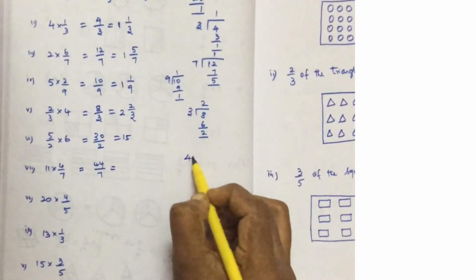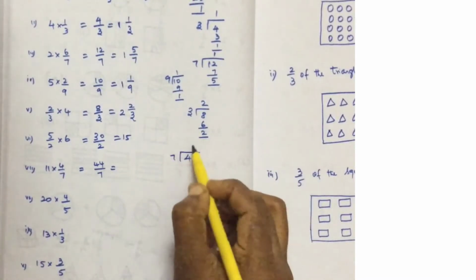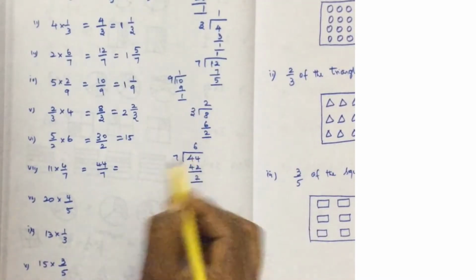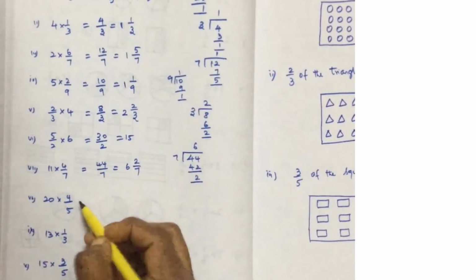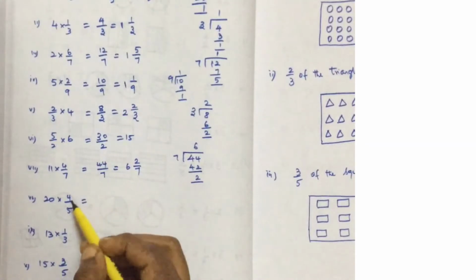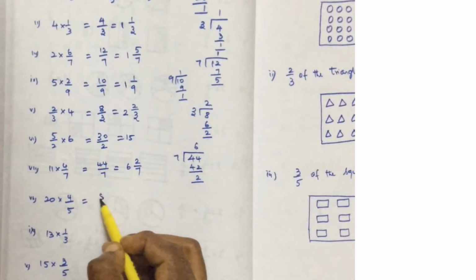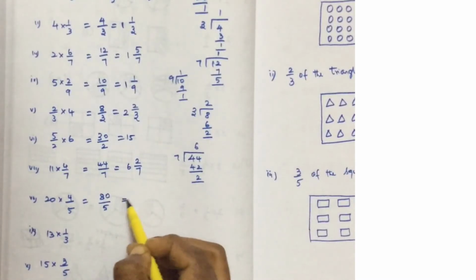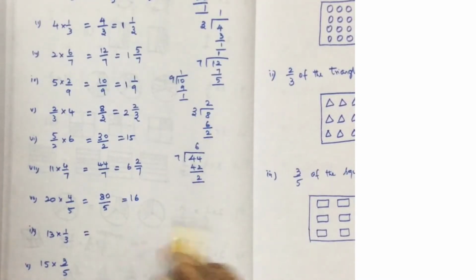So 44, 6, here it is 42, 2. So the answer is 6, 2 divided by 7. The last here is, here it is 80. 20 multiplied by 4 is 80 divided by 5, that is equal to 16.